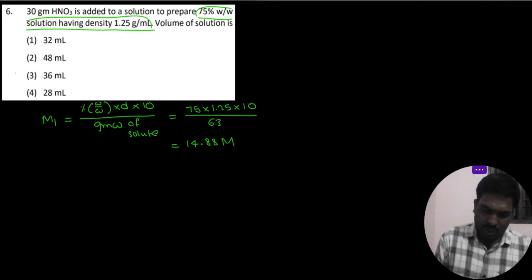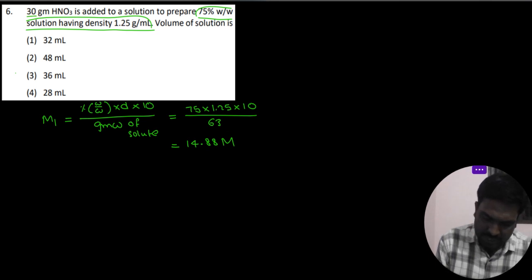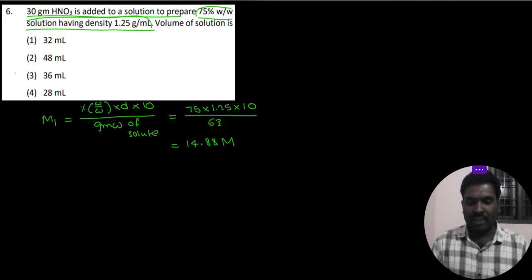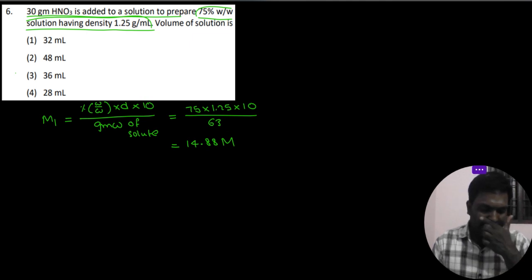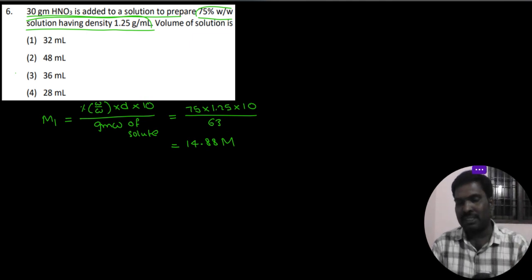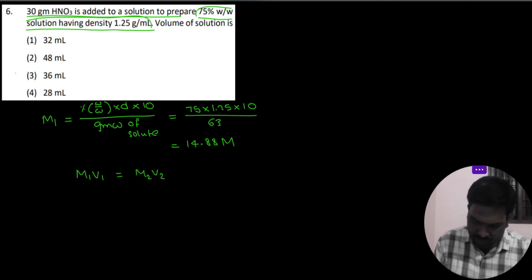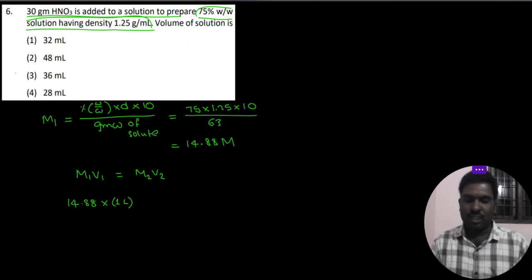Now this is M1. Now we can take the first part: 30 gram HNO3 is added to a solution to prepare this 75 percentage by mass solution having density 1.25 gram per ml. So 30 grams HNO3 is added to a solution to prepare means we can use the formula M1 V1 equal to M2 V2. So M1 is 14.88 molar into volume; we can take 1 liter. That is not given, so we can assume 1 liter solution.